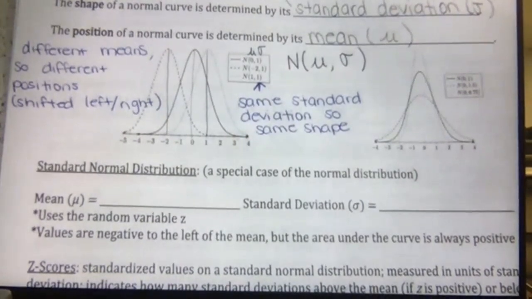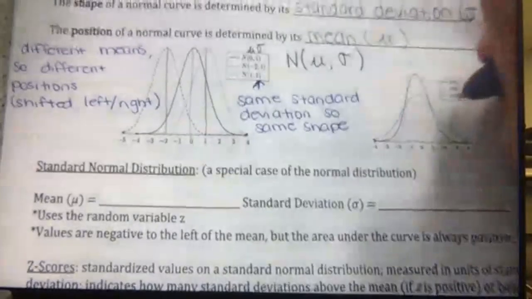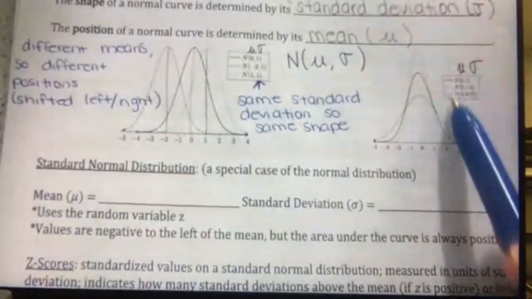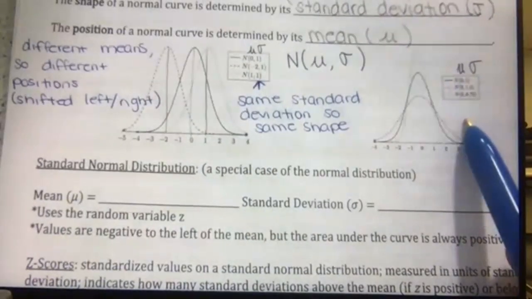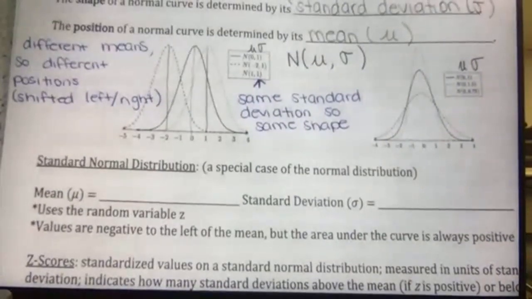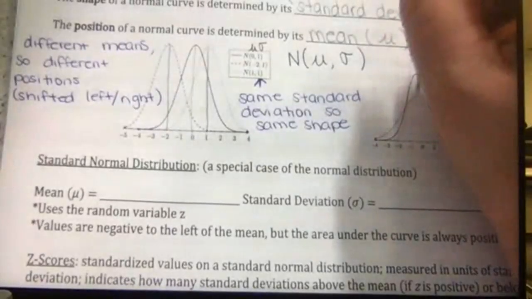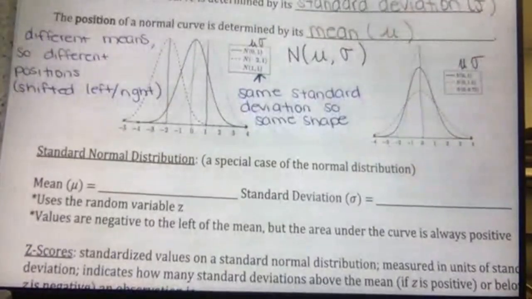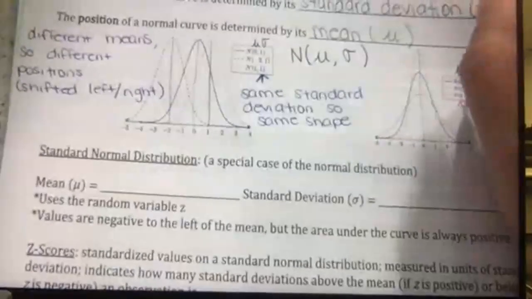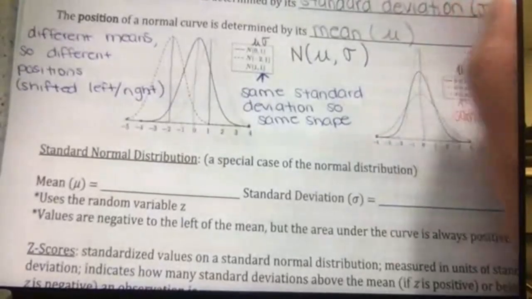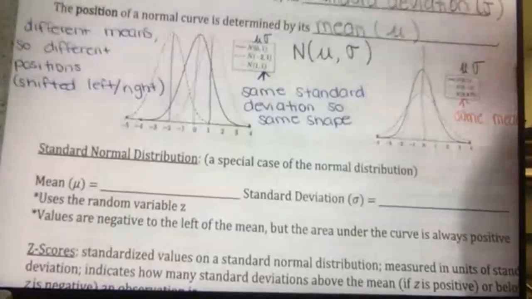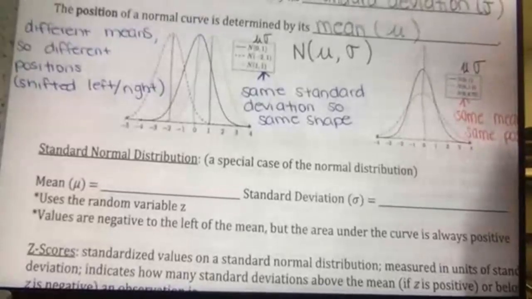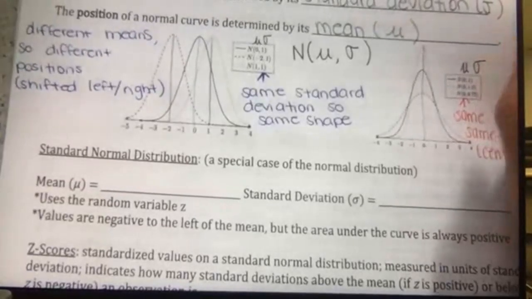So for these, remember that N is our normal curve, then it's our mean, and then it's our standard deviation. So notice for all of them, our mean is the same. Our mean is 0. So they are all centered at 0. Same mean, so same position, which is centered at 0.